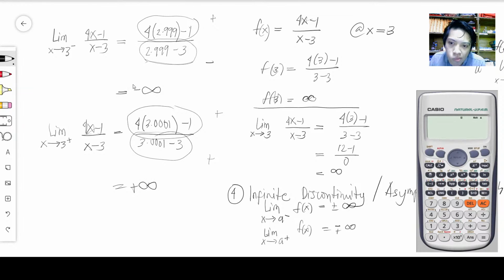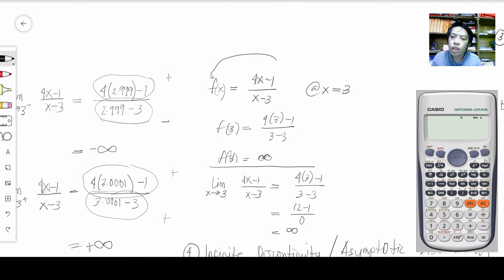So you see, the right hand limit and the left hand limit are not equal. The right hand limit is positive infinity and the left hand limit is negative infinity. That means this function is discontinuous at x is equal to 3, and the type of discontinuity is the infinite discontinuity or asymptotic discontinuity.